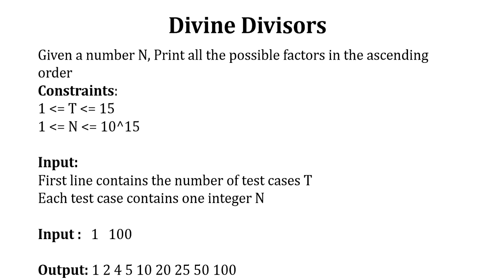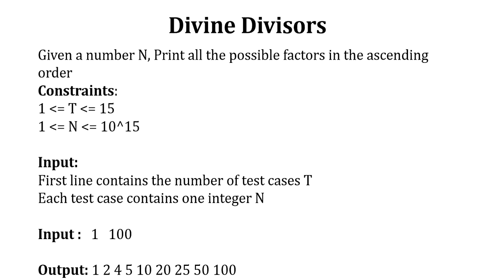Look at the constraints they have given. I can have a minimum of 1 to 15 test cases, and your n value can range from 1 to 10 to the power of 15. Finding factors is simple, but here in the constraints they have given one important thing: your n value can be up to a max of 10 to the power of 15. So what is the probability here? There is a probability of a timeout error. Clear? Now let us go to the input statement.